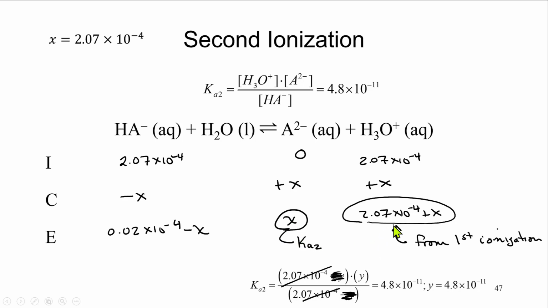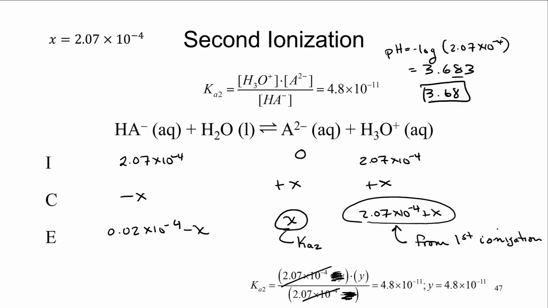Now, pH then would be negative log of essentially 2.07 times 10 to the minus 4. And that's 3.68. Actually, it comes out 3.683, and I should write that, and then I round it to this point. Okay, so that's how you deal with calculations for polyprotic acids.